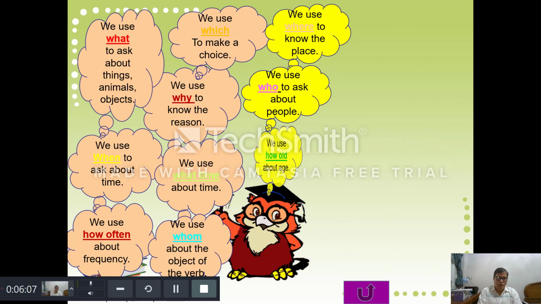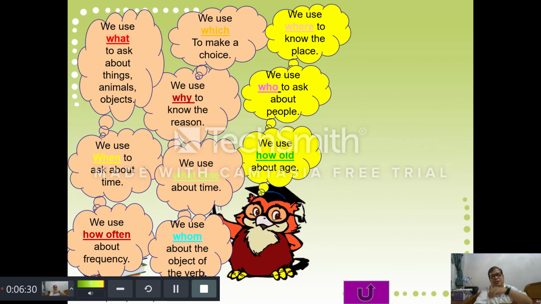The next, we use how old when we talk about age. Most of the students starting in the class keep on asking teachers, "Teacher, how old are you?" And the teacher will reply, "Oh, it's okay, I don't tell my age." But for me, if you ask Teacher Oro, "How old are you, Teacher Oro?" Teacher Oro is already 40 plus years old. So I am 40 plus years old. Okay, so we talk about age if we use how old.